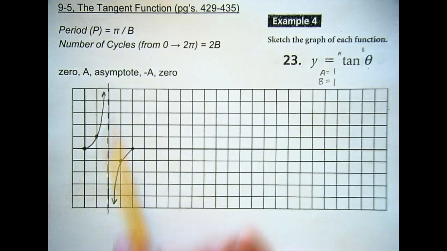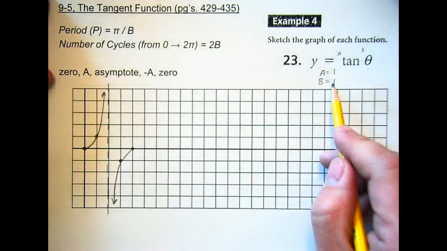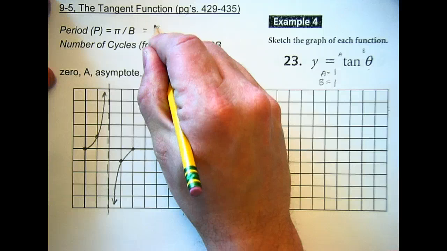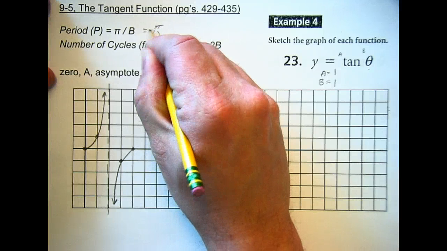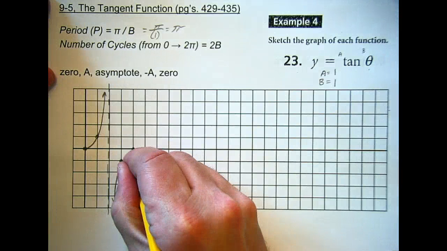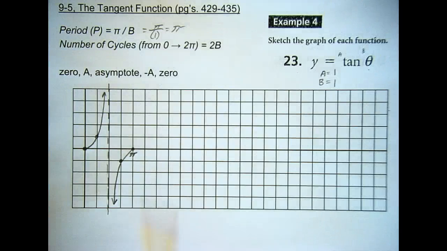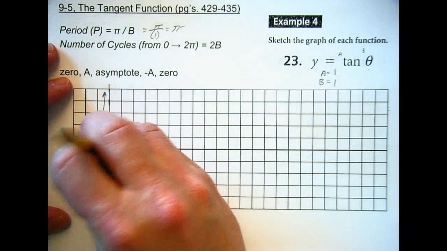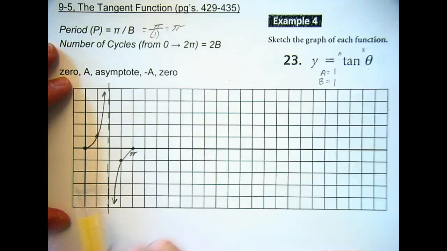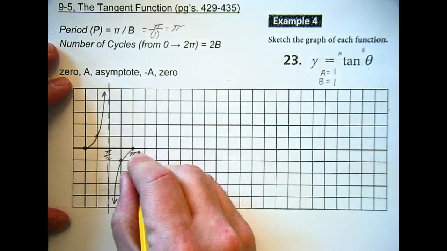All right, we know that the period of this is pi over b. So in this case, b is 1. So the period is equal to pi over 1. Or just pi. So that means one complete cycle has a length of pi. When we're graphing these, we are going to label both the zeros and the asymptotes. So if that's pi, that makes this asymptote pi over 2. It's halfway from 0 to pi. It's pi over 2.